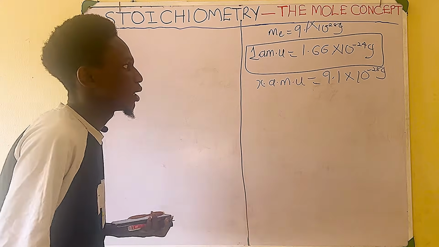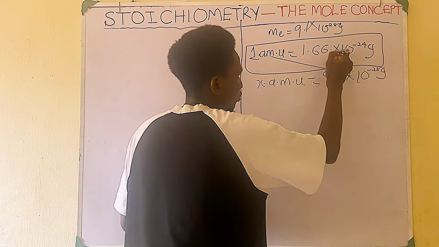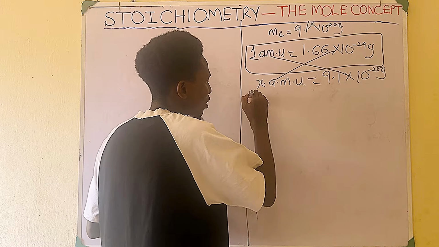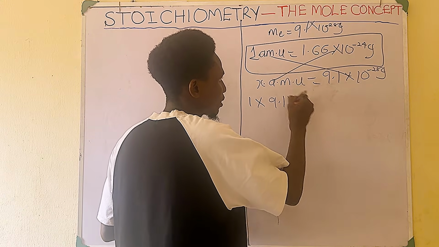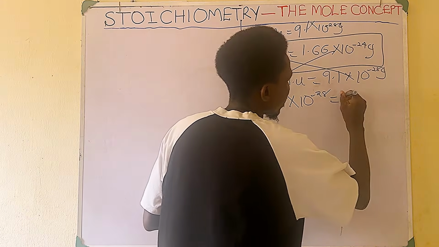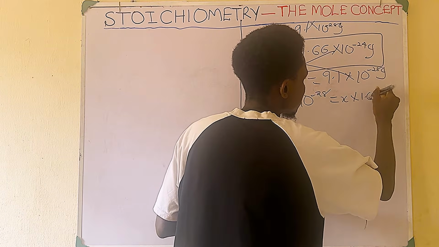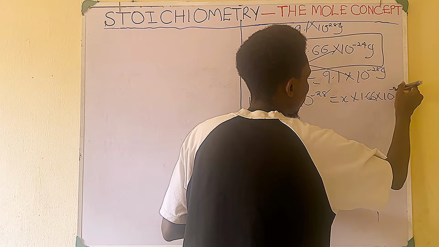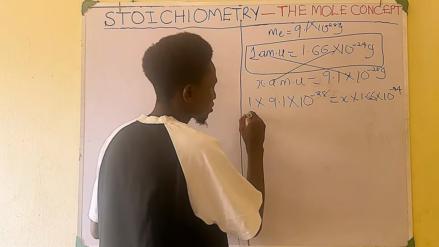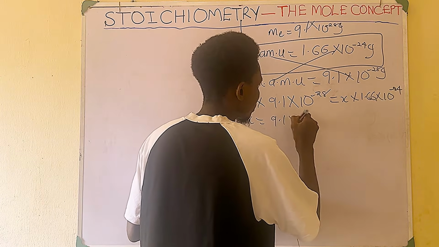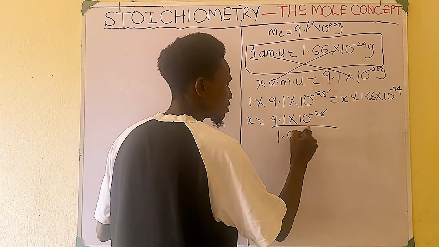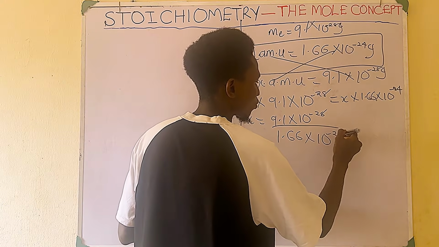So what do I do? I'm going to relate them. Just draw a cross. Then I'm going to multiply them. So I'm going to have 1 times 9.1 times 10 raised to the power minus 28 equal to x times 1.66 times 10 raised to the power minus 24. So from there, I'll now look for x. How do I get x? I'm going to say x equals 9.1 times 10 raised to the power minus 28 divided by 1.66 times 10 raised to the power minus 24.